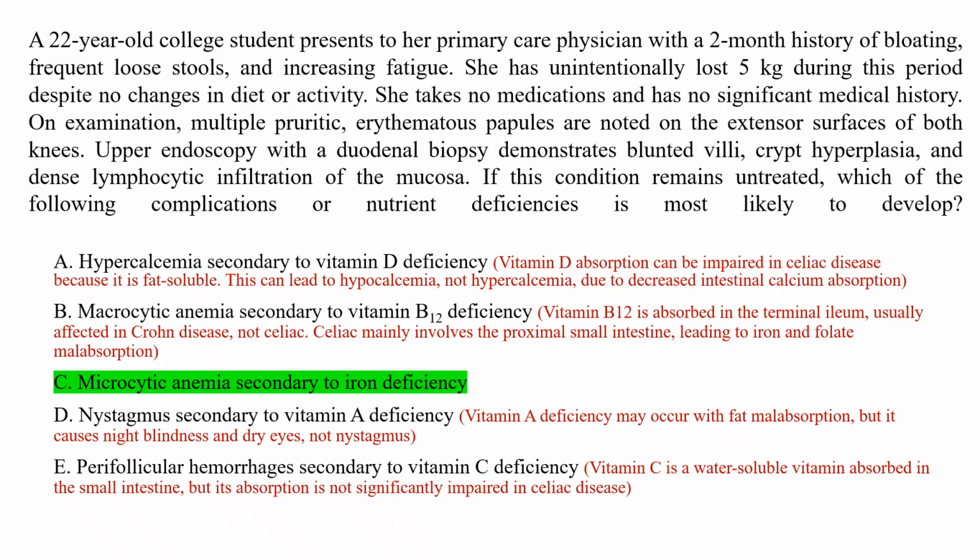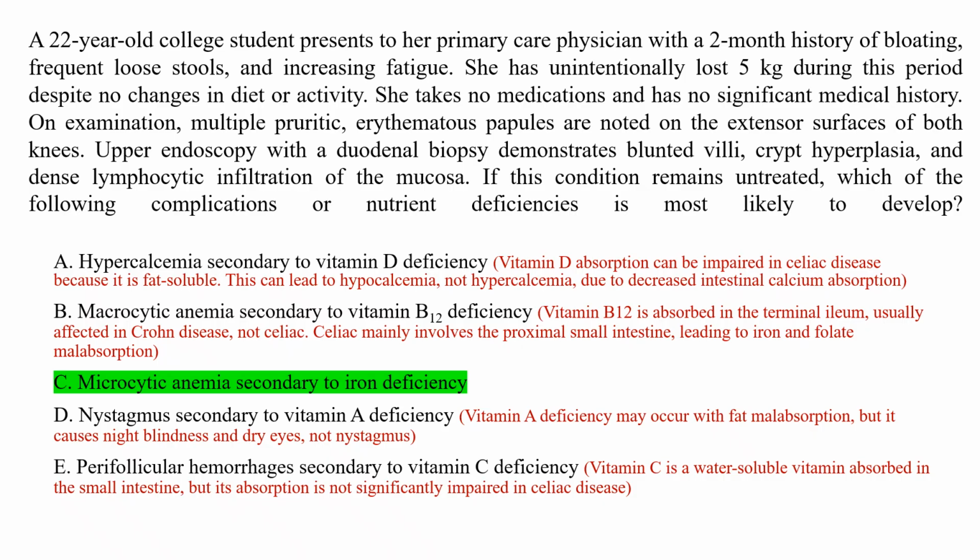And option D is incorrect because vitamin A is also fat soluble, so deficiencies can occur in severe fat malabsorption. However, the characteristic features of deficiency are night blindness, dry conjunctiva, and keratinization of the cornea, and not nystagmus. So this is not an expected complication of untreated celiac disease.